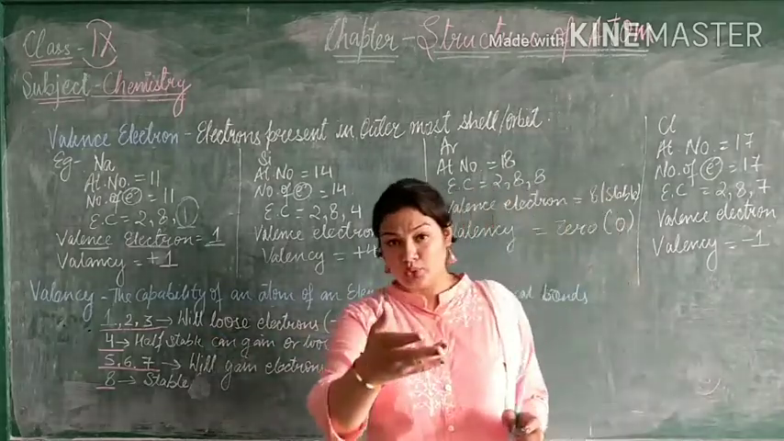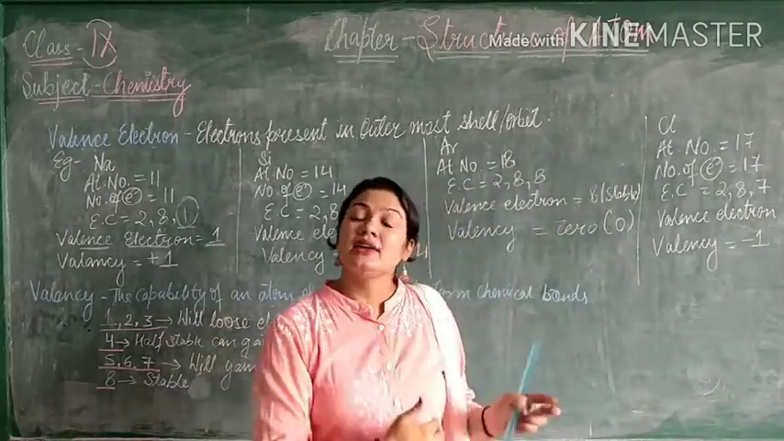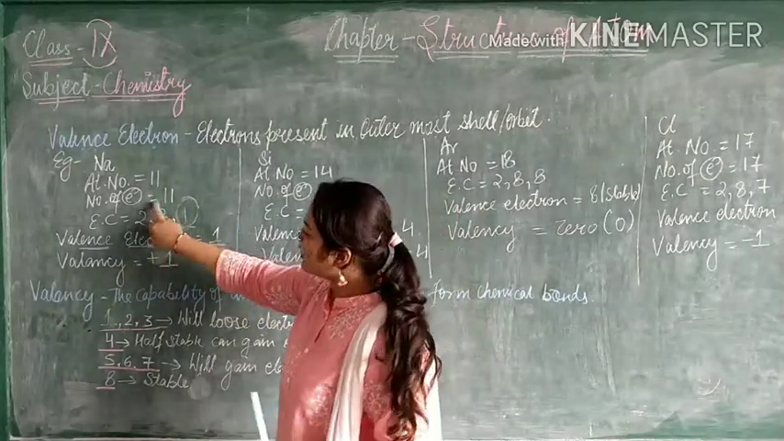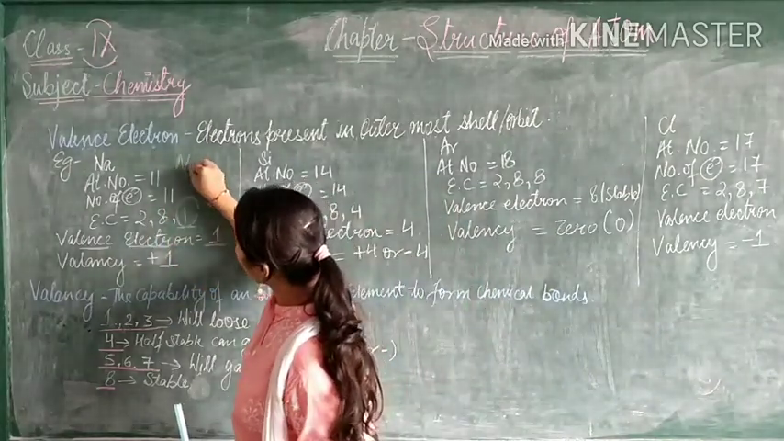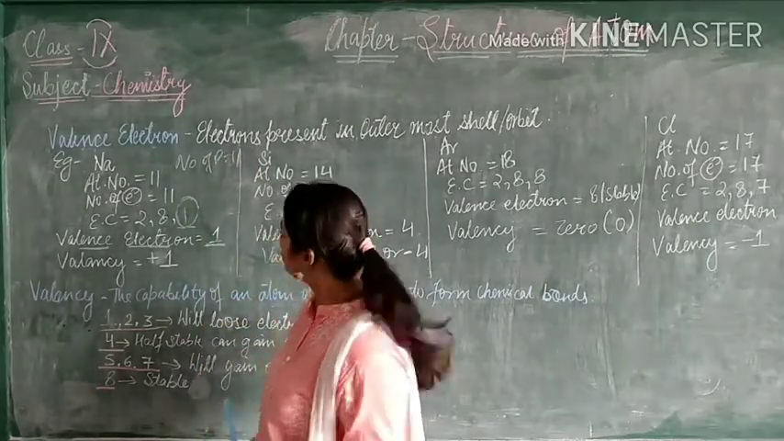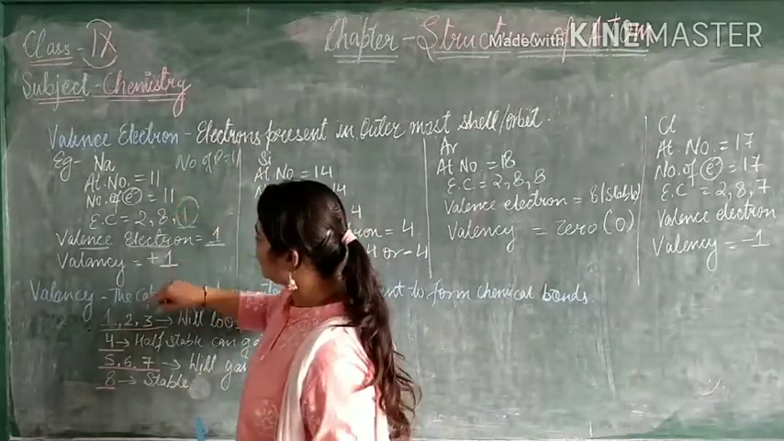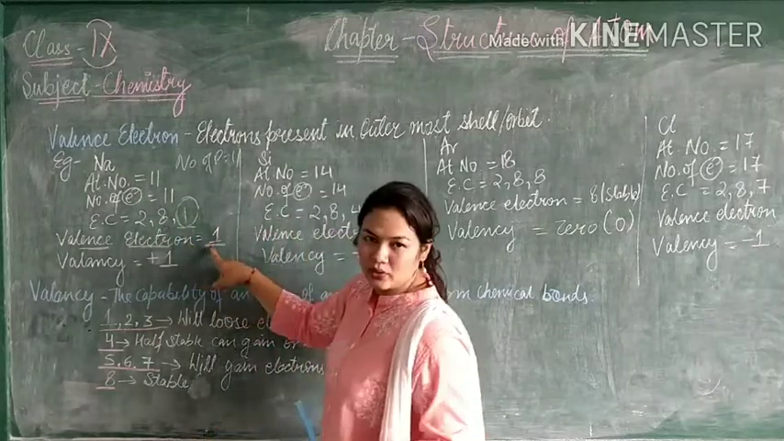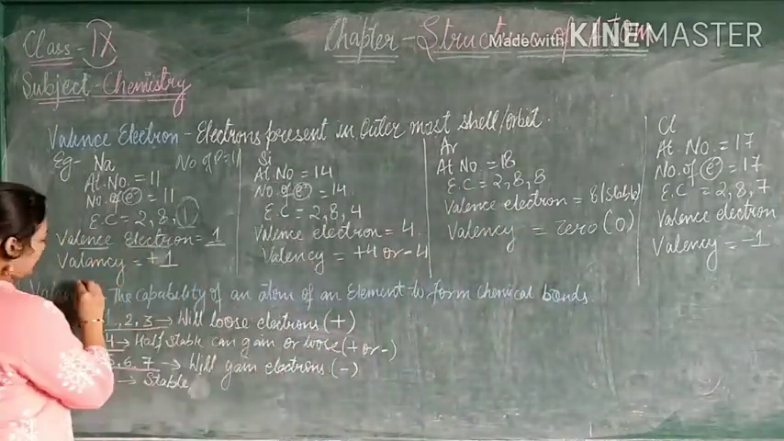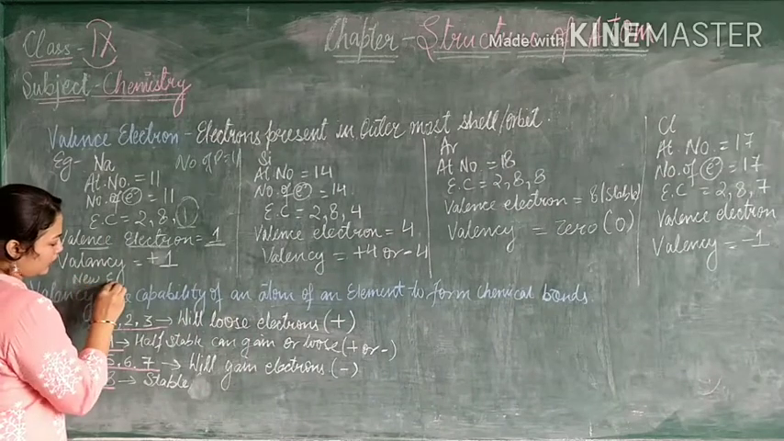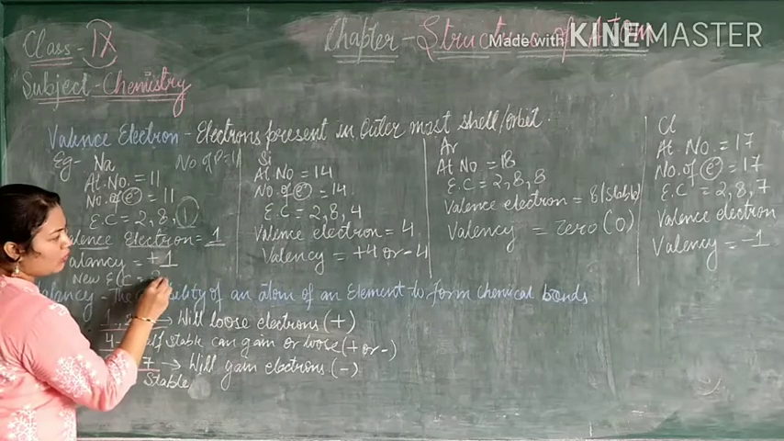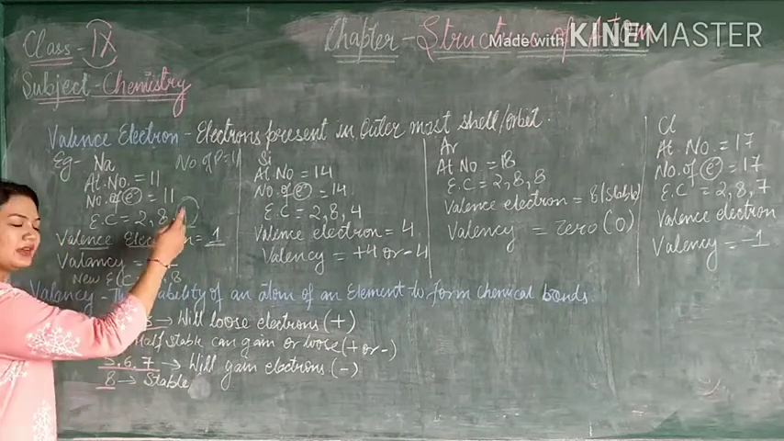And as I told you, the number of electrons is equal to the number of protons. That means if in this case the number of electrons is 11, the number of protons will be 11 only. In the electronic configuration, it will be losing the electron. It will be 2, 8, 1. It will lose 1.